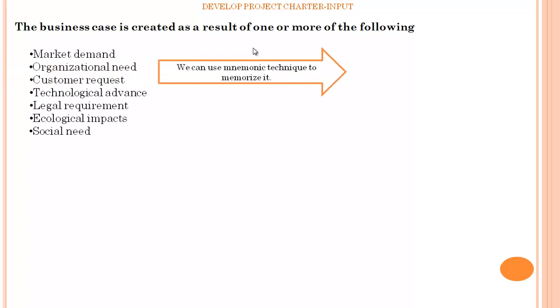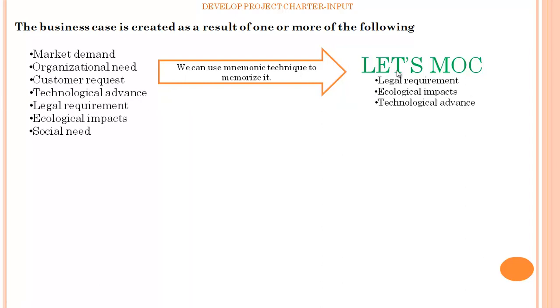We can use a mnemonic technique to memorize it. That is, let's mark: L stands for legal requirement, E stands for ecological impacts, T stands for technological advance, S stands for social needs, M stands for market demand, O stands for organizational need, and C stands for customer request.